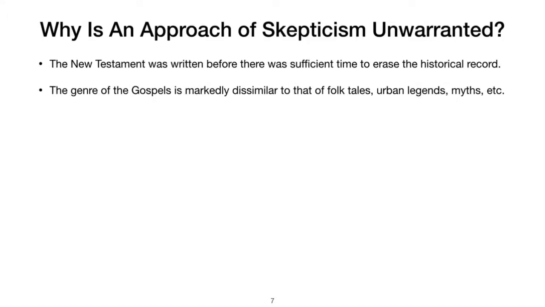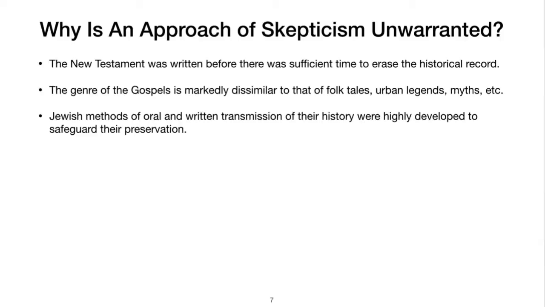And then again, as I've already mentioned, the genre of the Gospels is just a different kind of genre. It's a different kind of literature than the literature of mythology. In addition to that, we know that the Jews had methods by which they could be careful to preserve the transmission and guard the transmission of both their oral and their written traditions and history. So they had mechanisms in place to ensure that the things that were really important to them were transmitted accurately and faithfully.